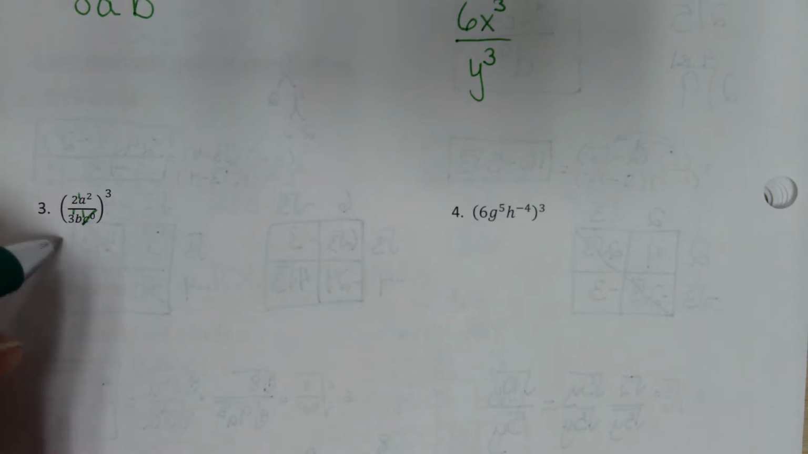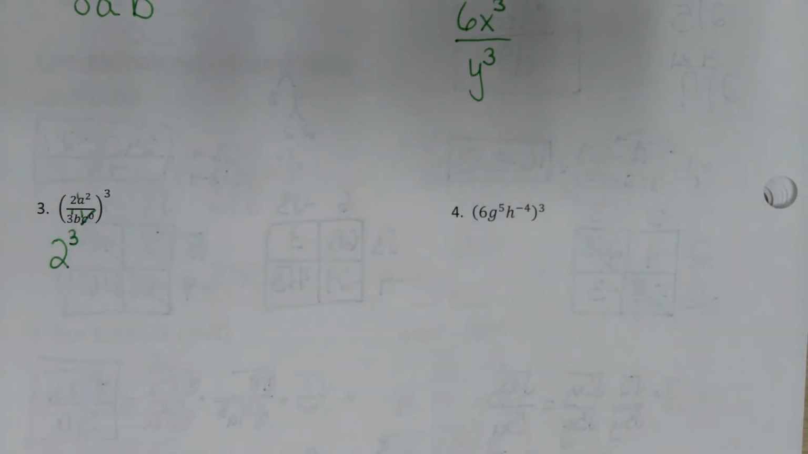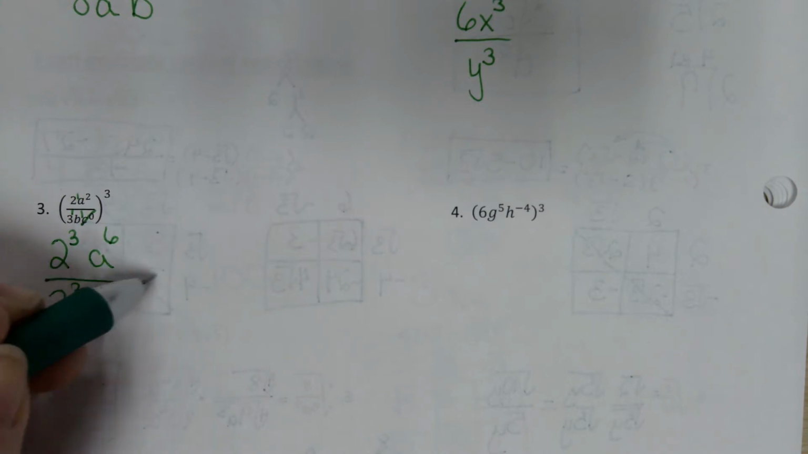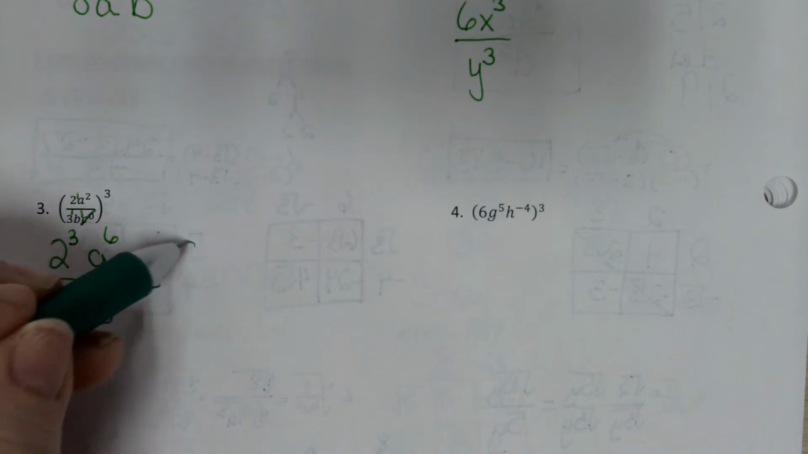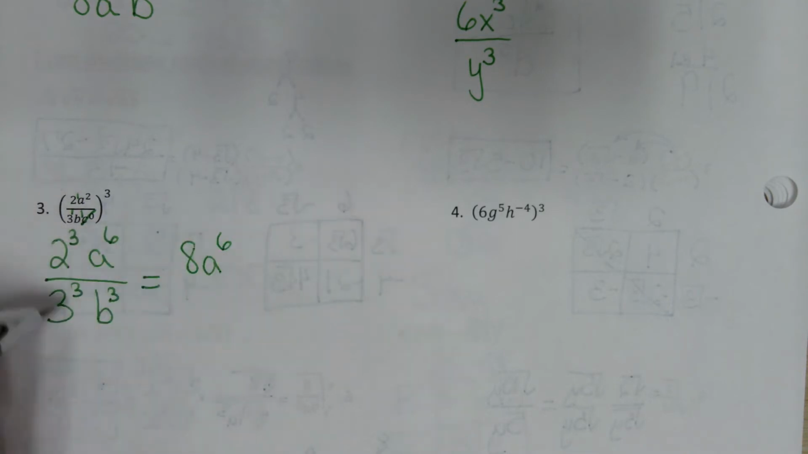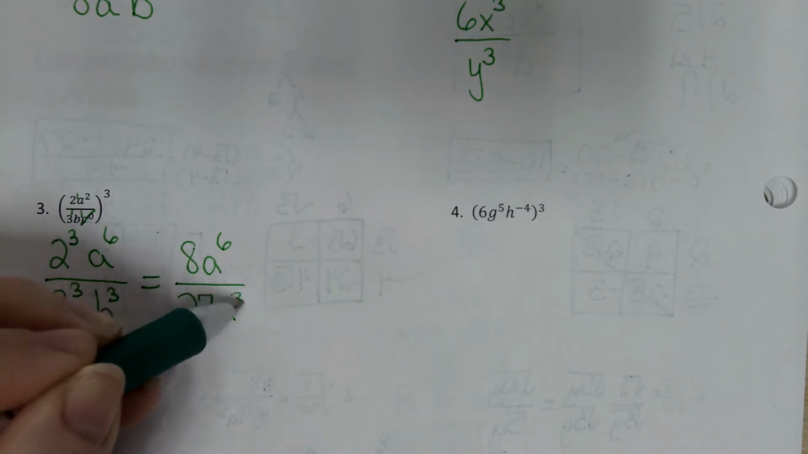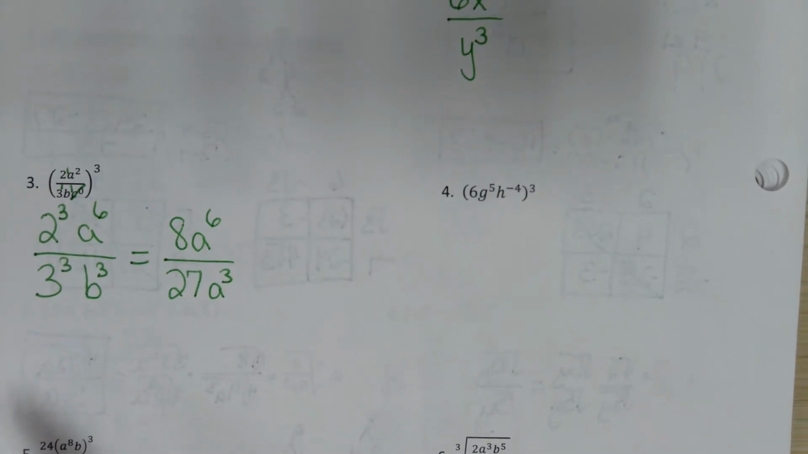So I have 2 to the 1 times 3, or 2 times 3, 2 to the 3rd. A to the 2 times 3, or a to the 6th. 3 to the 1 times 3, or 3 to the 3rd. B to the 1 times 3, or b to the 3rd. We're going to simplify one more step by finding out 2 to the 3rd is 8. And 3 to the 3rd gives me 27. Once it meets all 4 steps, we can move on to our next problem.